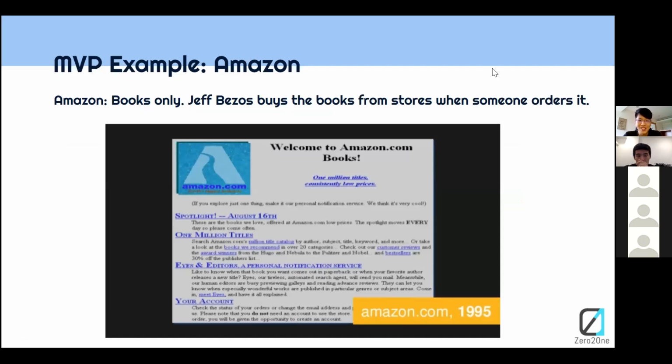Initially, Amazon was only selling books. I mean, everyone probably knows that, right? But do you know Jeff Bezos was actually buying books from the bookstore? So whenever someone ordered anything on Amazon.com, he would call a bookstore, order the books, go to the bookstore and pick them up, package them, and send them to people. And he was doing the packaging. You can check out his interviews.